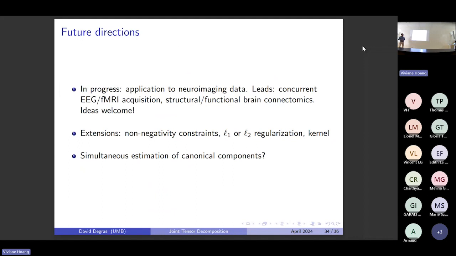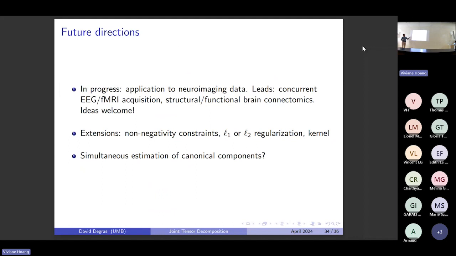And so some low-hanging fruits for this work are to integrate different types of constraints on the tensors. If in some cases you want them to be non-negative, this is not too hard to get. You can add some regularization, if, say, you have high dimensional data and not enough samples, then you can use L1 or L2 regularization. And if you want to go in the direction of handling nonlinearities, you could use some kind of kernel approach, and things would work more or less the same.